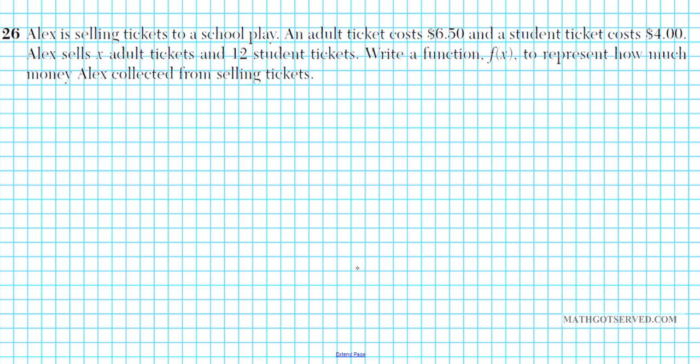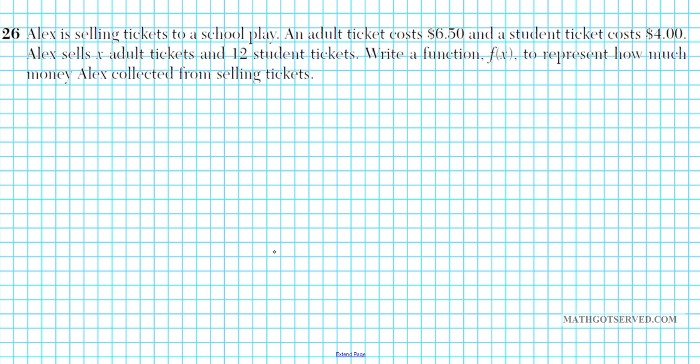All right, let's take a look at number 26. It reads, Alex is selling tickets to a school play. An adult ticket costs $6.50 and a student ticket costs $4. Alex sells x adult tickets and 12 student tickets. Write a function f of x to represent how much money Alex collected from selling tickets.